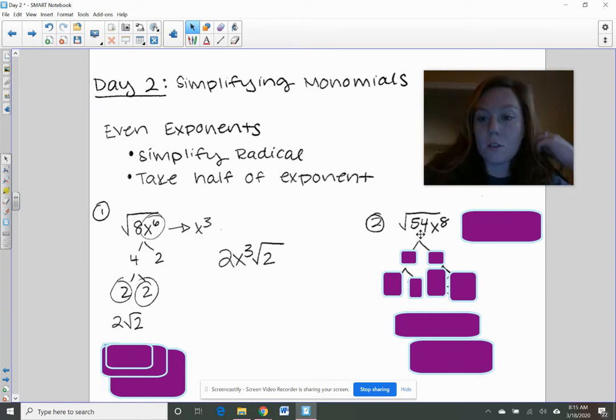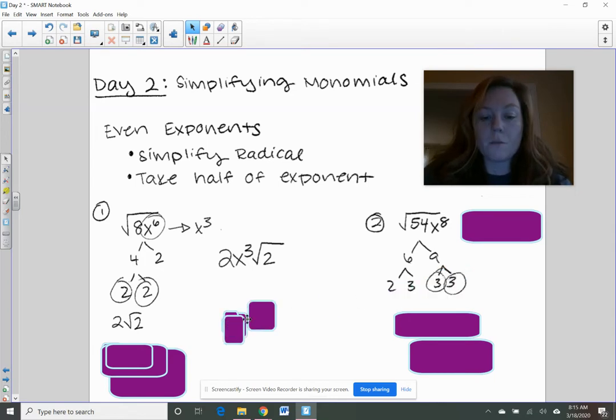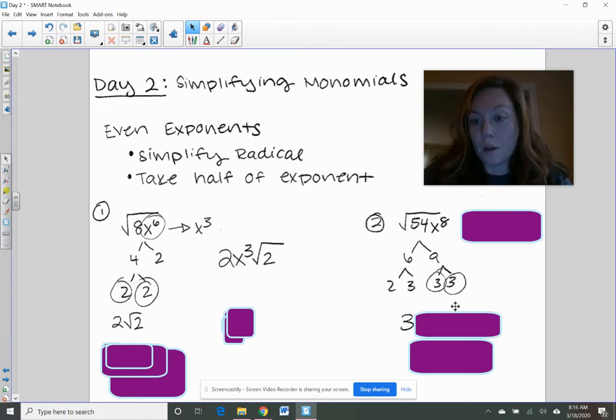All right, let's try this one. So I could break down the square root of 54. I could do 6 times 9. You could have picked other numbers, but I just picked these. So 6 can be broken down into 2 times 3. So those are prime, so we're done there. 9 can be broken down to 3 times 3. So I have a pair of 3's, so that's going to go on the outside. These two don't have pairs, so they're both going to go in the radical. We're going to have to multiply them.